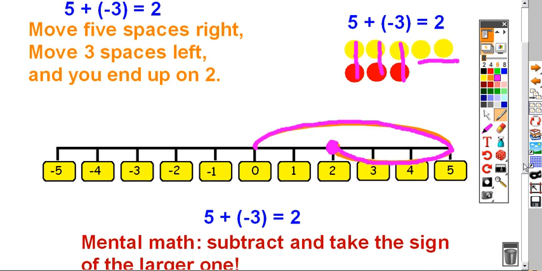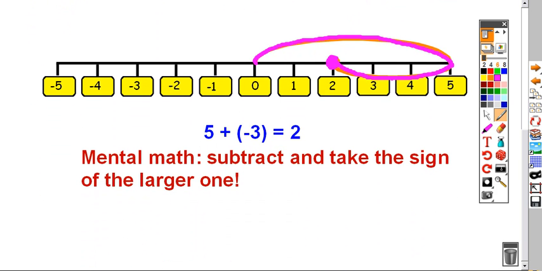Now you need to be able to do this with mental math as well. 5 plus a negative 3. What you want to do is subtract them. 5 minus 3 will give you 2. Now how do you know if that's a positive or negative 2? Well, you look and see, did you have more positives or more negatives? You had more positives in this case, so it is a positive 2. You can use the positive sign, but you do not have to.